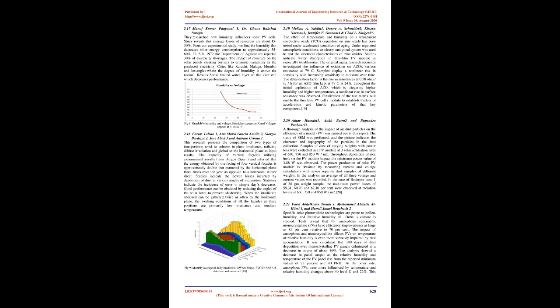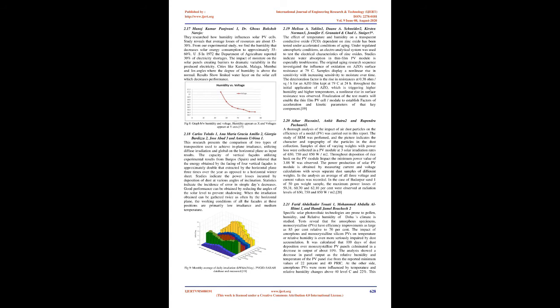16. They researched how humidity influences solar PV cells. The study reveals that average losses of resources are about 15 to 30%. From our experimental study, we find that humidity decreases solar energy consumption to approximately 55 to 60%.